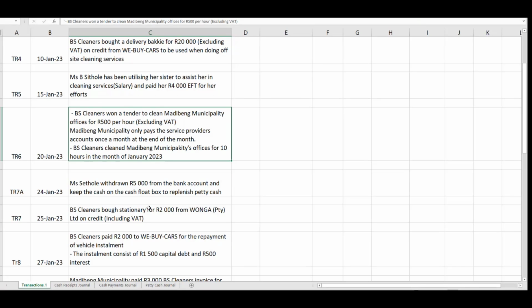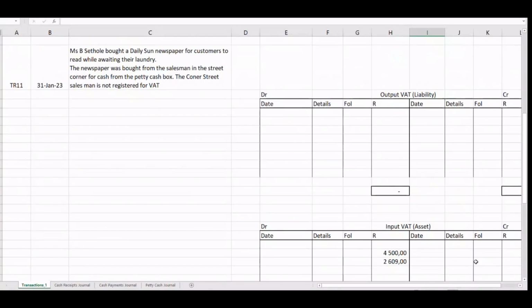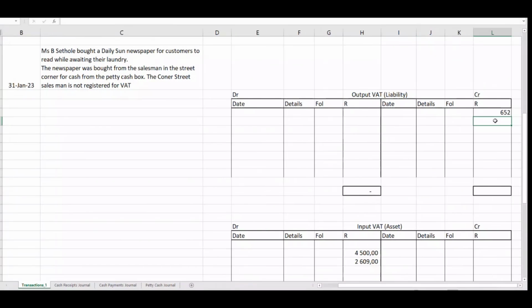So it means we will use divide by 100 because it excludes VAT. So we'll say 5,000 multiplied by 15 divided by 100. How much are you getting there? I'm getting 750 rand. That is correct. 750, that's what I got as well.